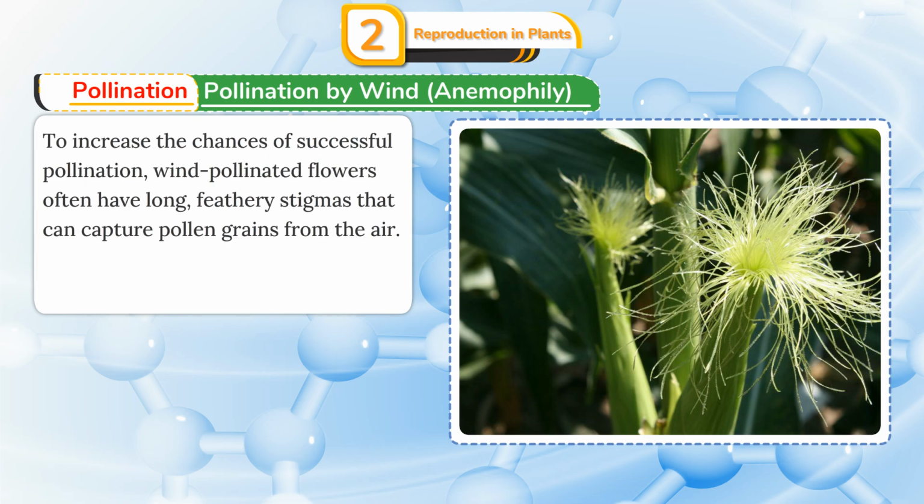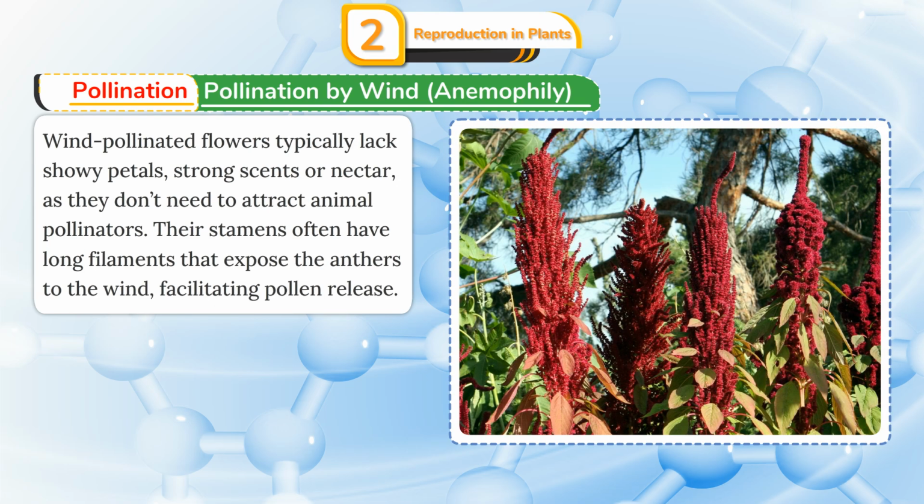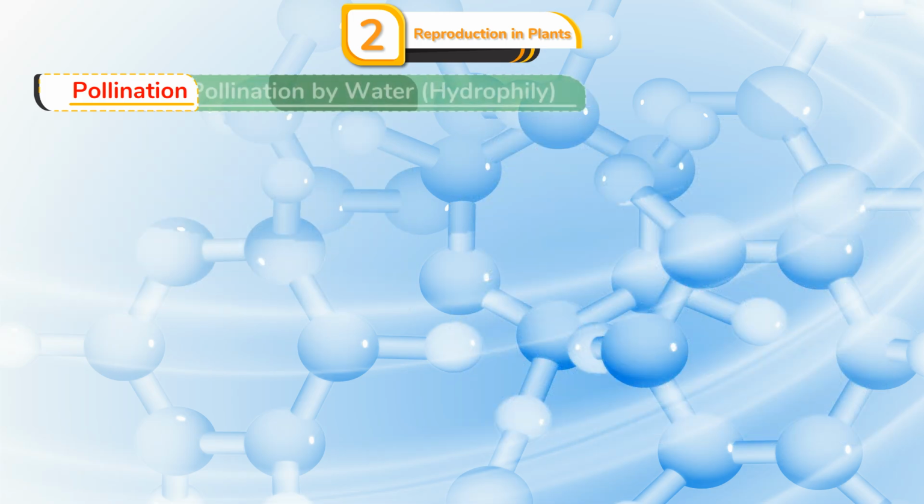To increase the chances of successful pollination, wind-pollinated flowers often have long feathery stigmas that can capture pollen grains from the air. Wind-pollinated flowers typically lack showy petals, strong scents, or nectar, as they don't need to attract animal pollinators. Their stamens often have long filaments that expose the anthers to the wind, facilitating pollen release.